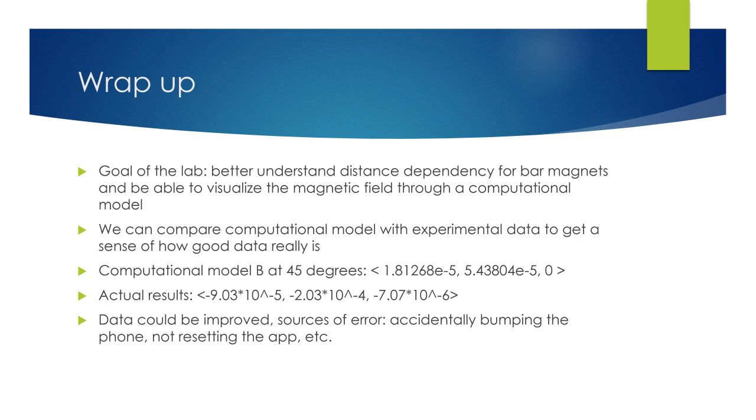So overall, the data that I got could have been better. Sources of error could be possibly bumping the phone, not resetting the app, etc. When you compare the magnitude of the magnetic field that I got from the computational model and my actual data, there was about a 60% error, so there is some room for improvement there.